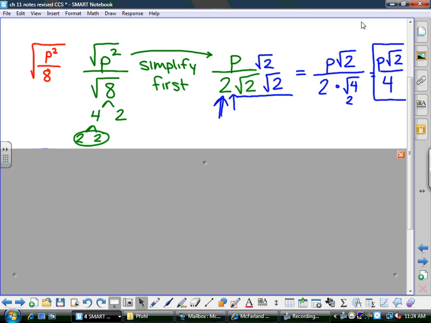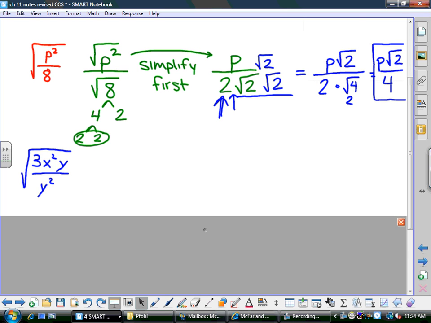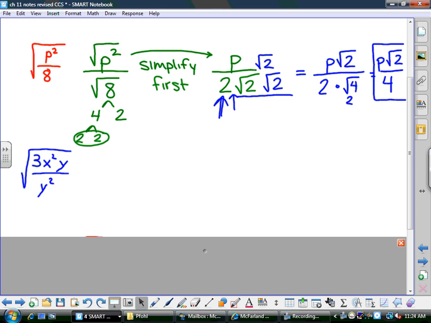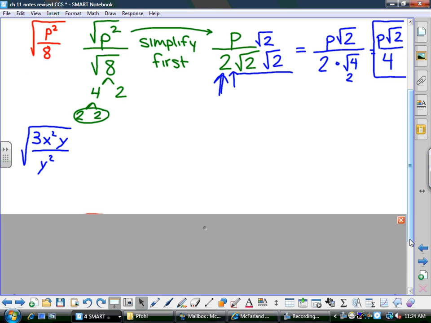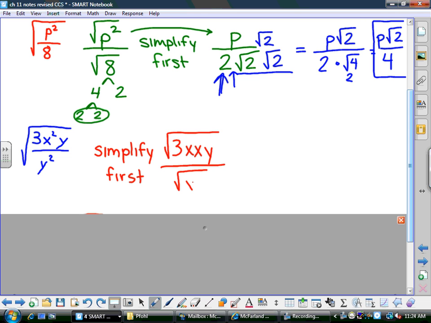Now we'll do some that kind of combine the two things that we've done today. Square root of 3x squared y over y squared. Just like the last one, I want to simplify first. So on the top of the fraction, I have 3x squared y. And on the bottom of the fraction, I have y squared.